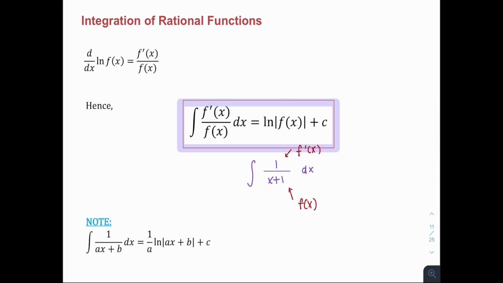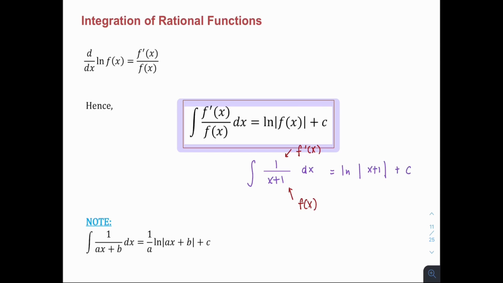Let's compare. If you differentiate the bottom part, differentiate x, you should get a 1. Differentiate 1, you get a 0. So this fraction is already the same form as this, which means we can integrate this fraction by just ln the bottom part, ln f(x), which is x plus 1. And if there's no limit given, then you need to add a c at the back there.